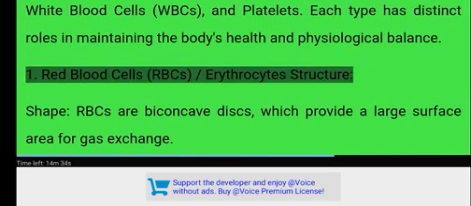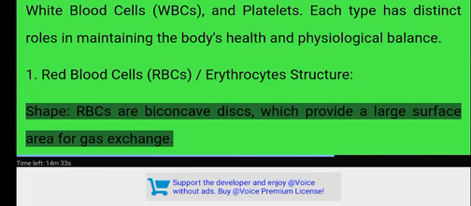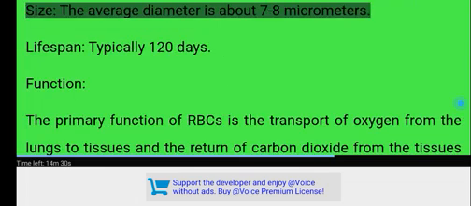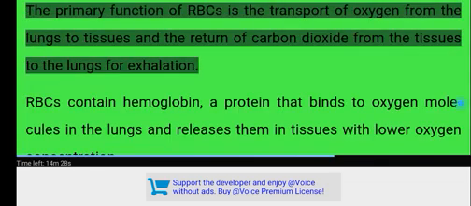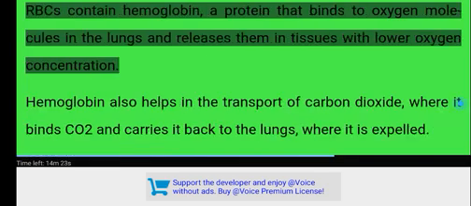1. Red blood cells, RBCs, erythrocytes. Structure. Shape: RBCs are biconcave discs, which provide a large surface area for gas exchange. Size: the average diameter is about 7 to 8 micrometers. Lifespan: typically 120 days. Function: the primary function of RBCs is the transport of oxygen from the lungs to tissues and return of carbon dioxide from the tissues to the lungs for exhalation.